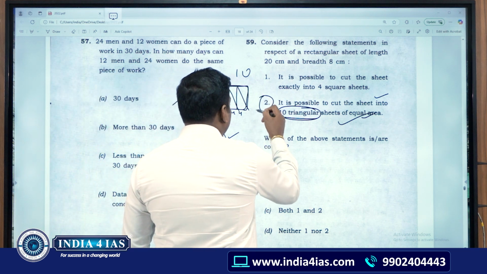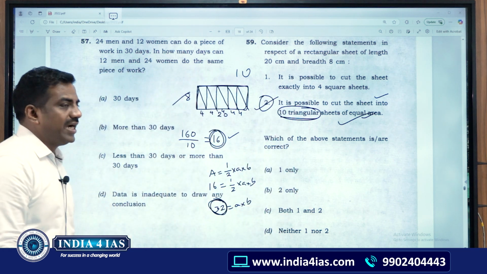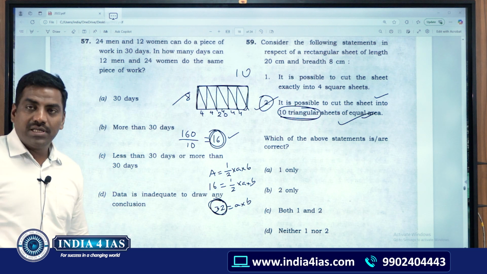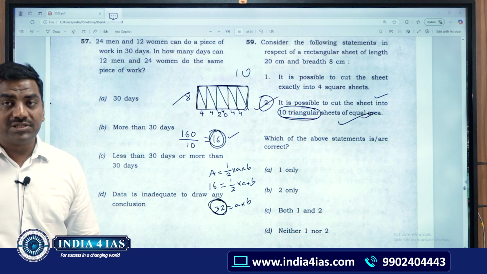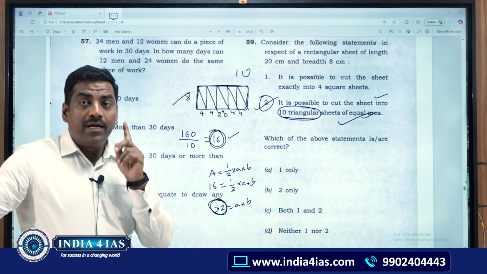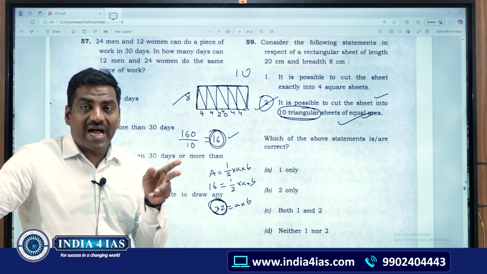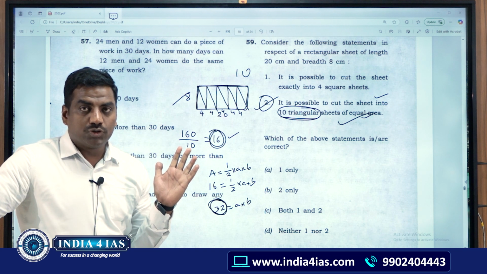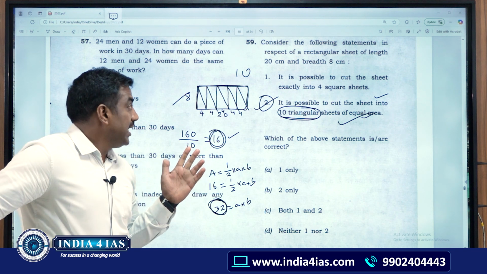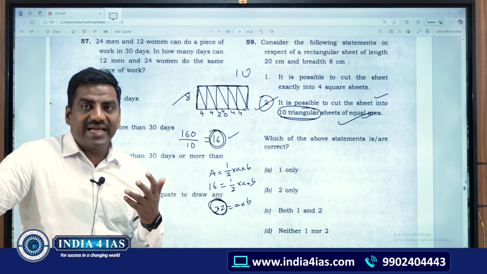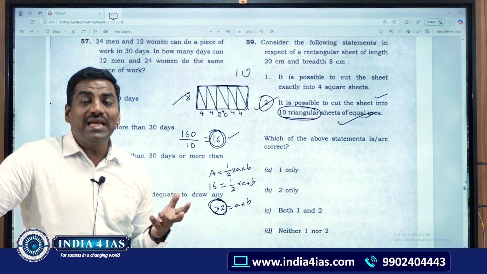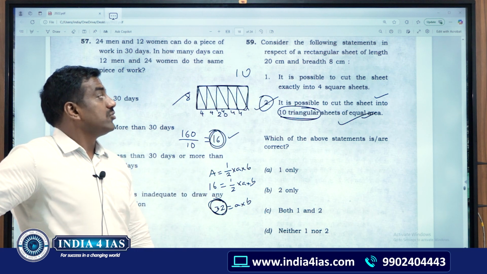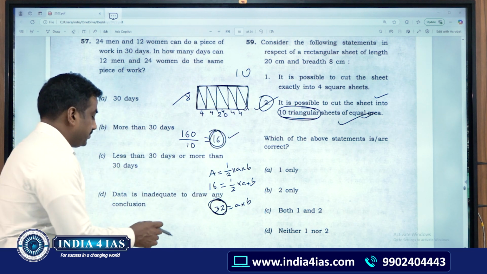Only the second statement is correct. First statement is wrong. It is very difficult to get the squares out of this rectangular sheet. If at all you get squares in the sheet, that square should be of dimension 4 centimeter into 4 centimeter. So totally there we would get around 10 squares. But yes, 4 squares is not possible.